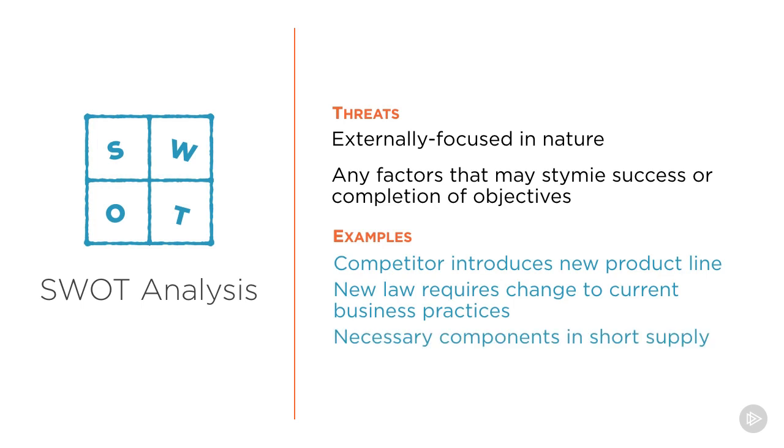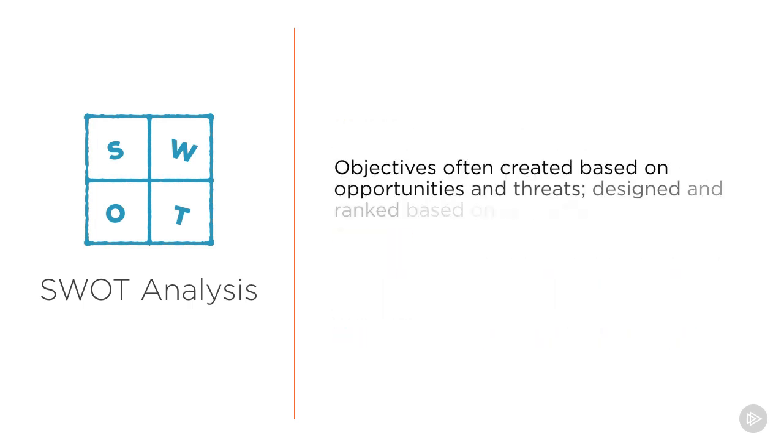Generally speaking, our objectives are created based on opportunities and threats because objectives tend to be more externally focused in nature. We're responding to something that we see outside in the market. In a way of thinking, this is even true when it comes to internal objectives that we might have, because we're seeking other areas within our own company where improvement can be made. These objectives are created based on those opportunities or threats, but they're designed specifically and ranked based on the strengths and weaknesses that are exhibited within the organization.